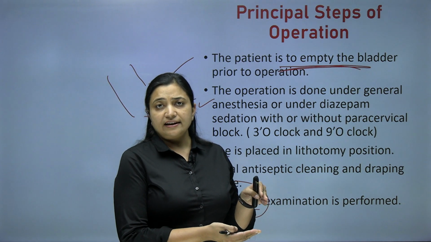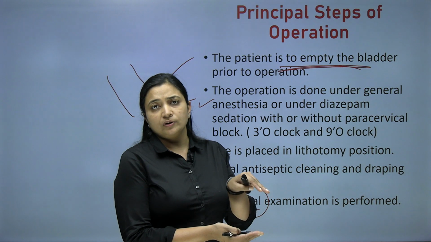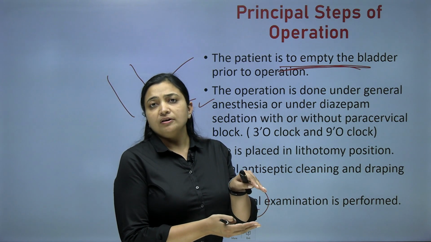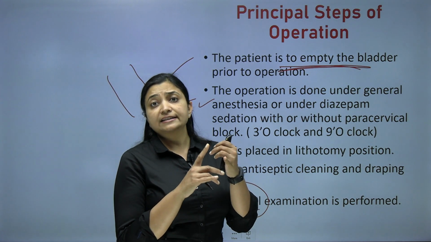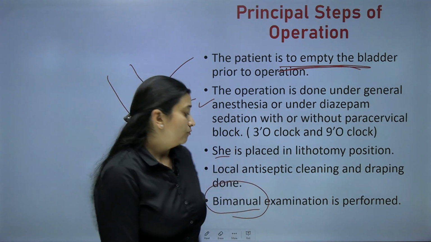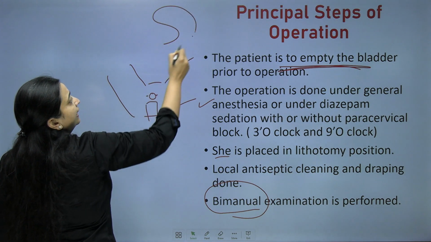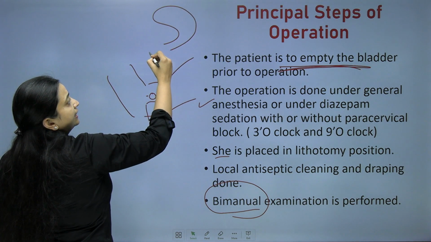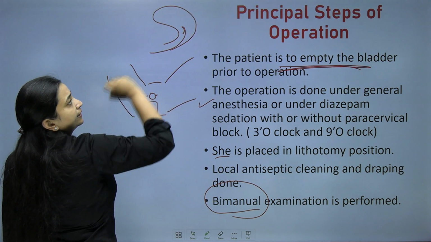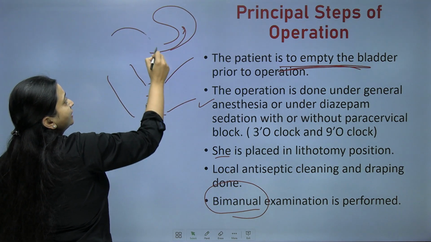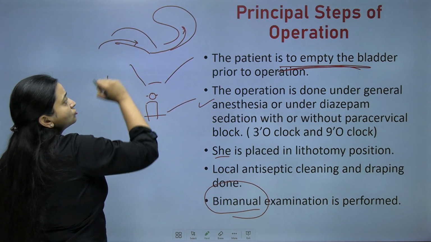Your one hand is inside the vagina and one is on the abdomen, and you are trying to palpate what? The size of the uterus, whether it is antiflexed or retroflexed. What does that mean? This means that if the uterus is like this, antiflexed, so the direction of your instrument has to be like this, right? If it is retroflexed, then the direction has to be like this.